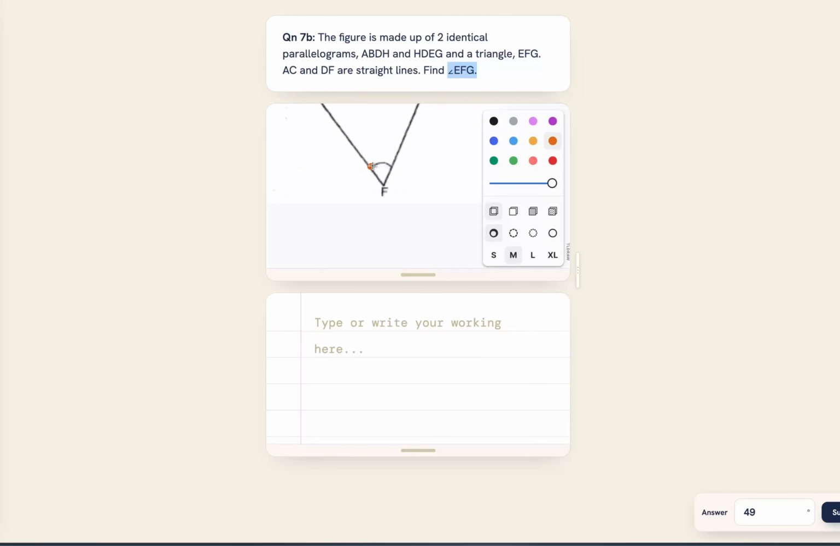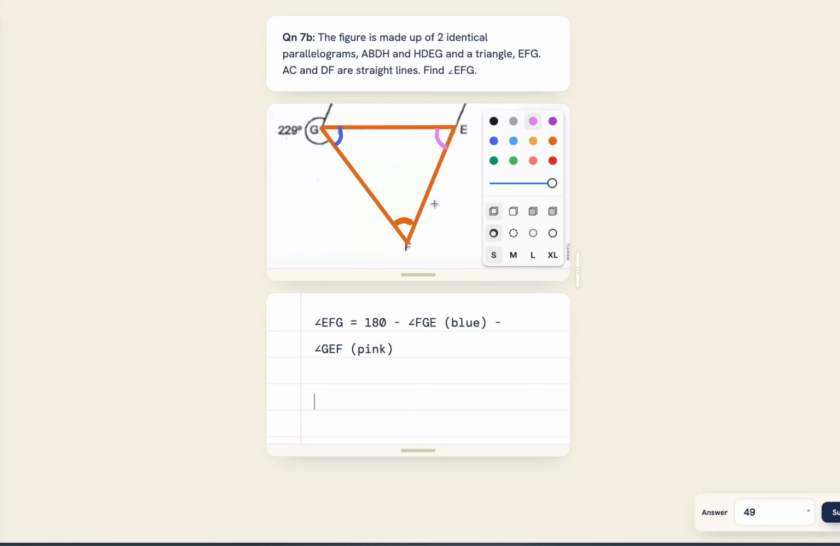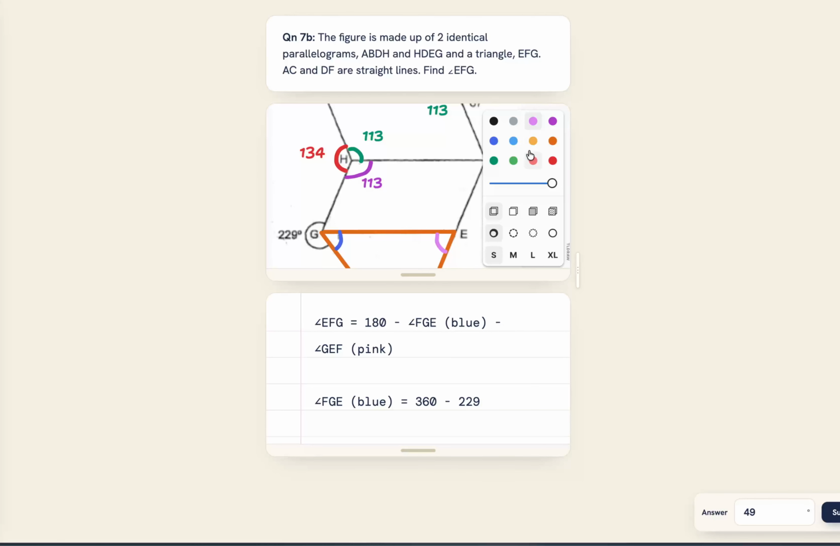Let's make it orange. So EFG, how do we get it? EFG is part of triangle EFG, which means we need to get the two other angles, in this case FGE and GEF. To find angle FGE, the blue one, it is basically 360 minus 229 minus this other angle, which I'm going to put in purple. This angle is HGE. So how do we then find this angle HGE?